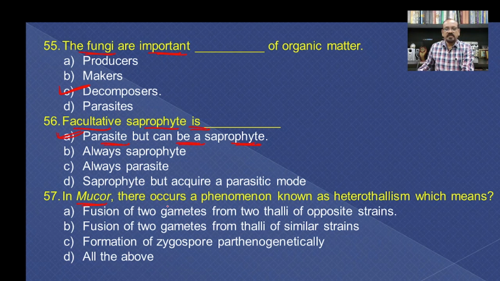In Mucor, there occurs a phenomenon known as heterothalism, which means that earlier we have seen that in the Mucor there is fusion of the two gametangia, one of the plus strain and another of the minus strain. It means that the fusion of two gametes from two thalli of the opposite strain, that is plus strain and the minus strain. So A becomes the correct answer for this question.